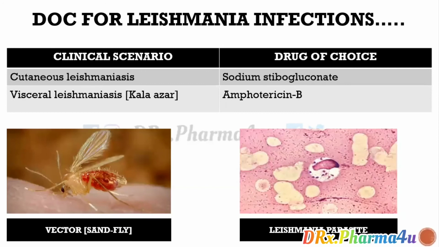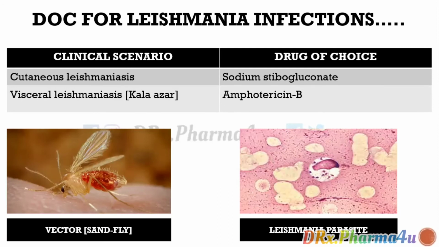Then we come to Leishmania infections. This is also not very common nowadays, but still it is present in many areas, tropical areas. If you are having cutaneous leishmaniasis, then the antimicrobial of choice is sodium stibogluconate. Cutaneous means, as you can understand, it happens on the skin. But if you are having visceral leishmaniasis, that means it has systemic involvement, also known as Kala Azar, in that condition the antimicrobial of choice is amphotericin B.